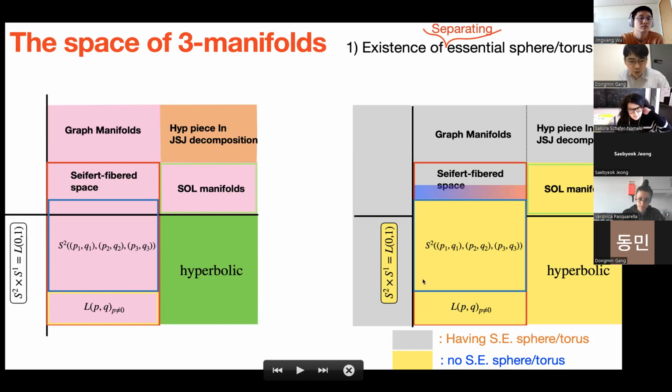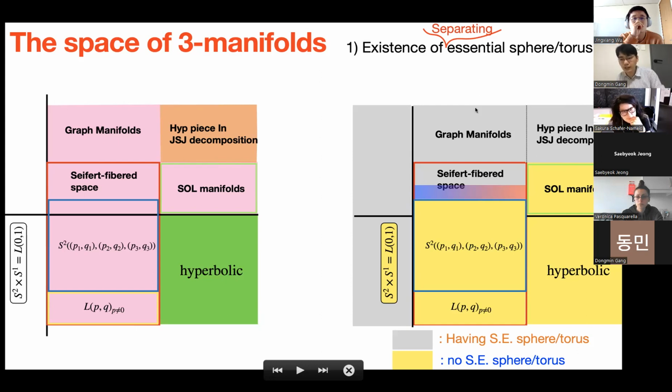So this class of course corresponds to this class, because there's no essential surface, so it means that there is no separating essential sphere. But the sum of the three manifolds which do have torus boundaries turns out to have the essential torus being non-separating. Then in our classification, these are regarded as this yellow line. And the other parts are called having separating essential sphere cases.